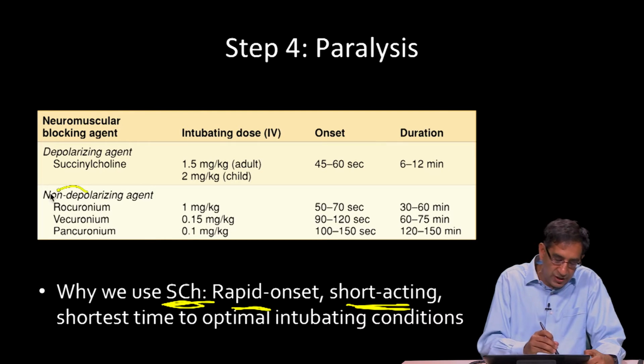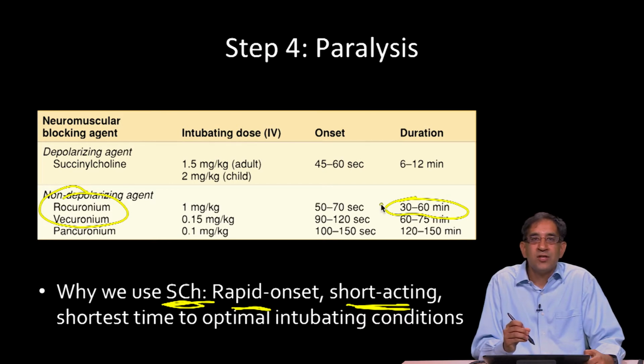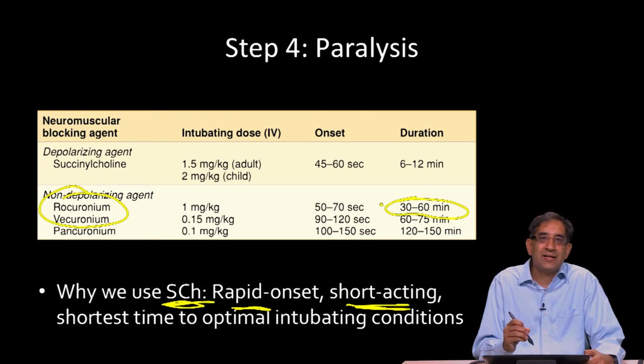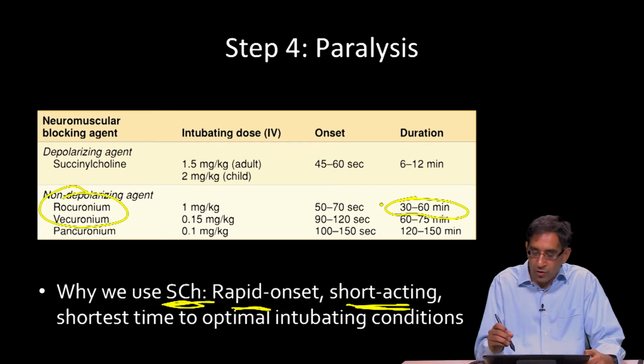Contrast that with an agent like rocuronium, which can last anywhere up to 60 minutes. So once you've given it, you can't take it away generally. And so you're going to have to intubate the patient because they're going to be paralyzed anywhere from 30 to 60 minutes. Succinylcholine, on the other hand, lasts a shorter period of time.